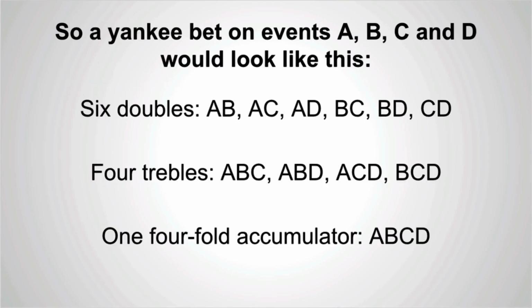So a Yankee bet on events A, B, C and D would look like this. 6 doubles on the permutations AB, AC, AD, BC, BD and CD. 4 trebles on the combinations ABC, ABD, ACD and BCD, and a 4-fold accumulator on all 4 selections A, B, C and D winning.